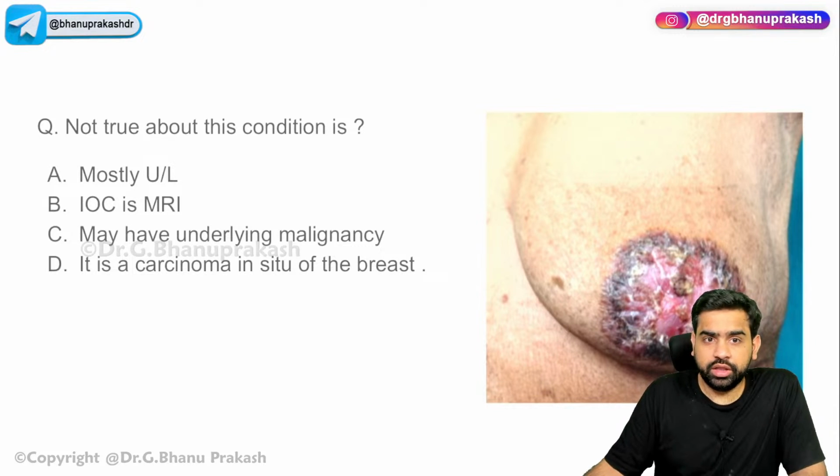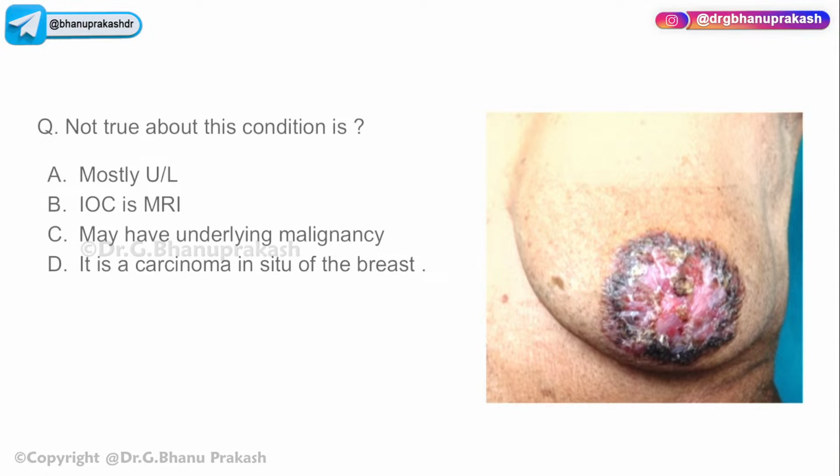Which of the following is not true about this particular condition? Mostly unilateral, investigation of choice is MRI, may have underlying malignancy, it is a carcinoma in situ of the breast. Just look at this particular image. So what is the answer over here?